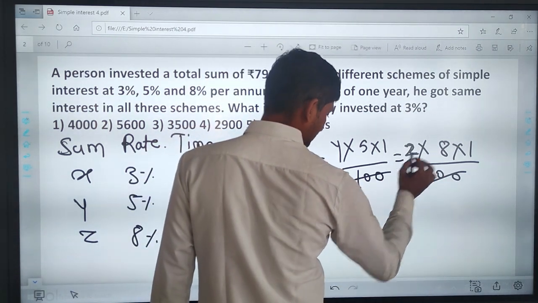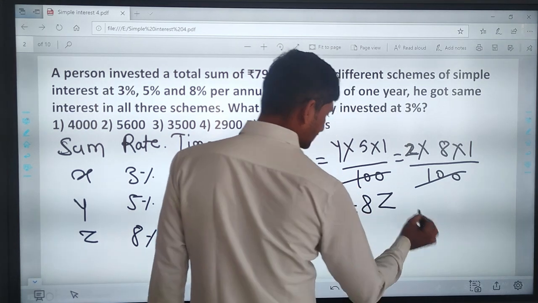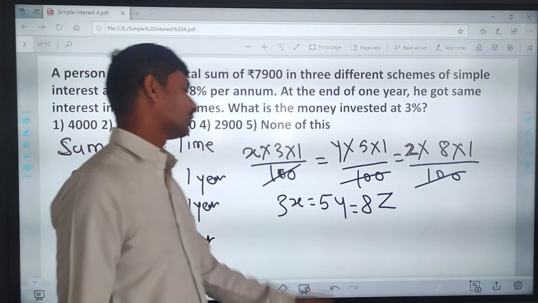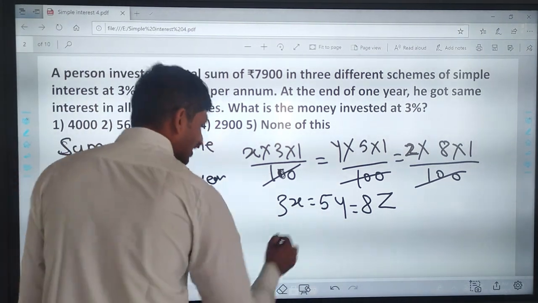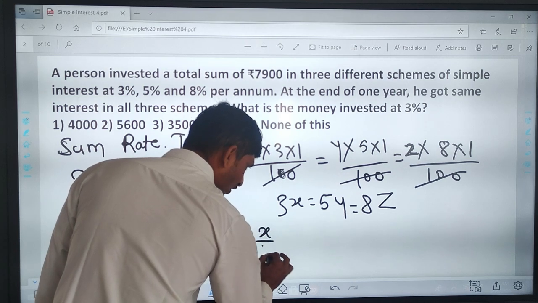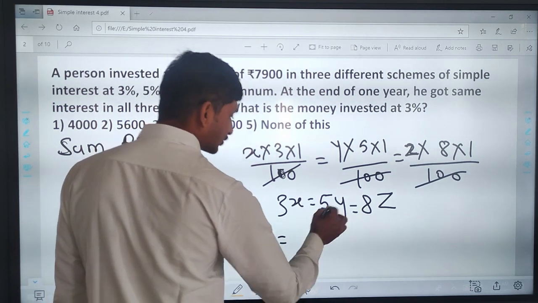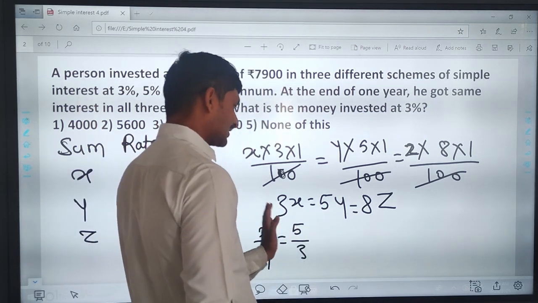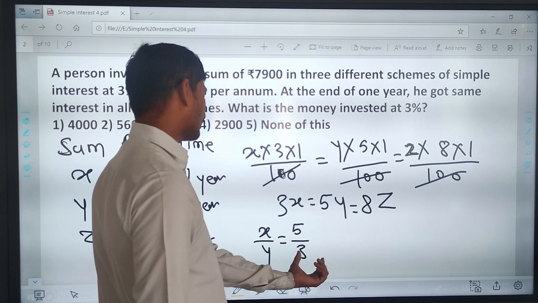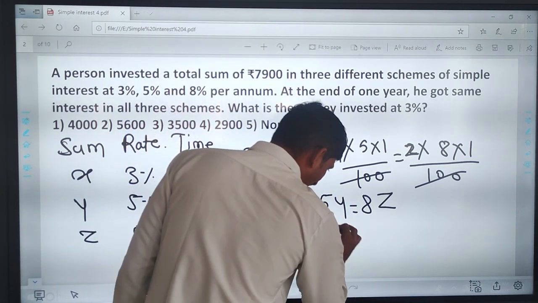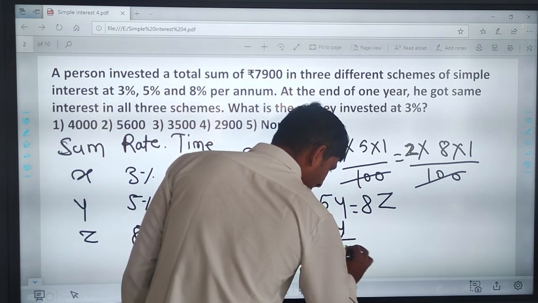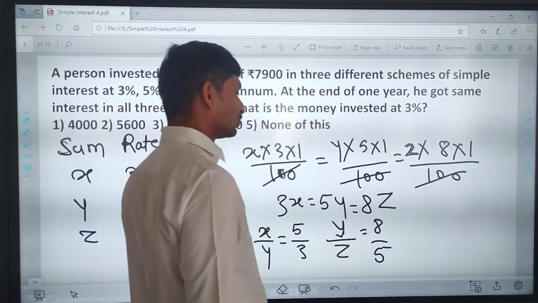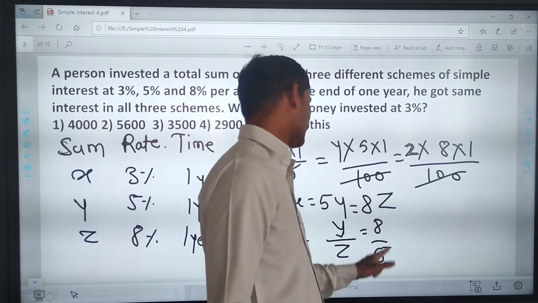Then what remains is 3x is equal to 5y is equal to 8z. Now here we find the ratio of sums. Then x upon y is equal to 5:3. Here y comes here, 3 goes there. Then 5 divided by 3 is x upon y. Then y upon z is equal to 8 upon 5.